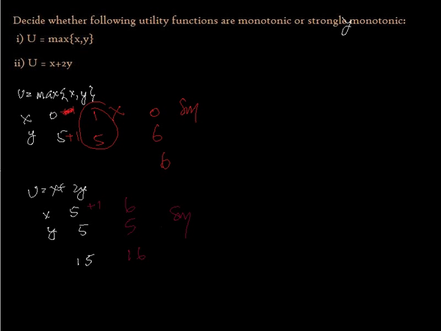Monotonicity would imply that you have to increase both the commodities by 1, 1 in order for your utility to increase. So this is the case for max and perfect substitutes.